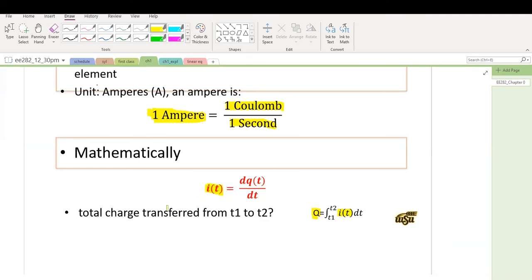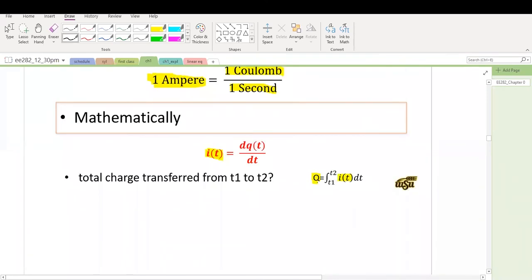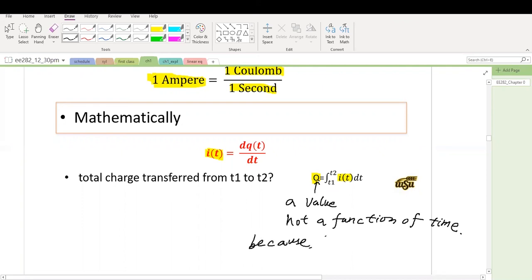Using this relationship, what is the total charge transferred from time t1 to t2? We simply do a definite integral from t1 to t2. The integrand will be the current i(t). Please note that big Q here is a value. Here it's just a value, not a function of time, because t1 and t2 are given.